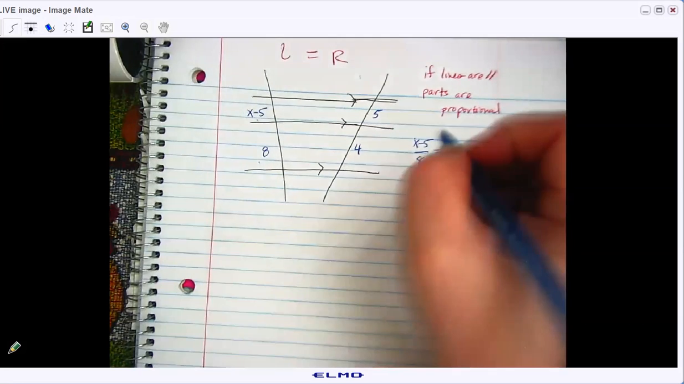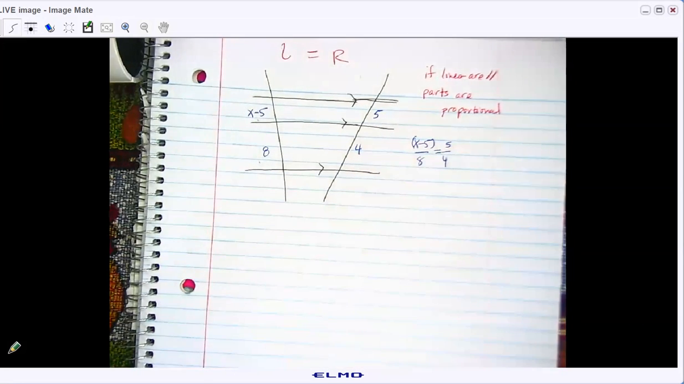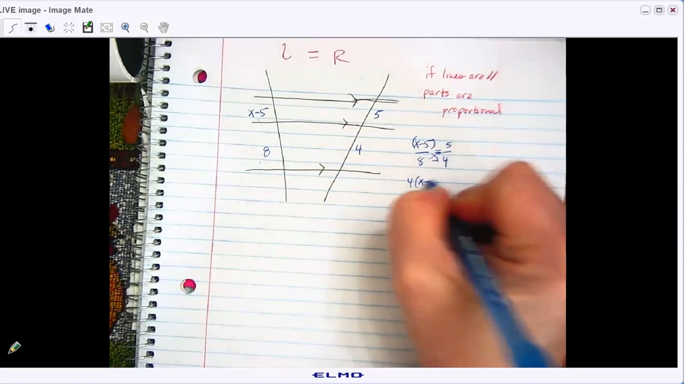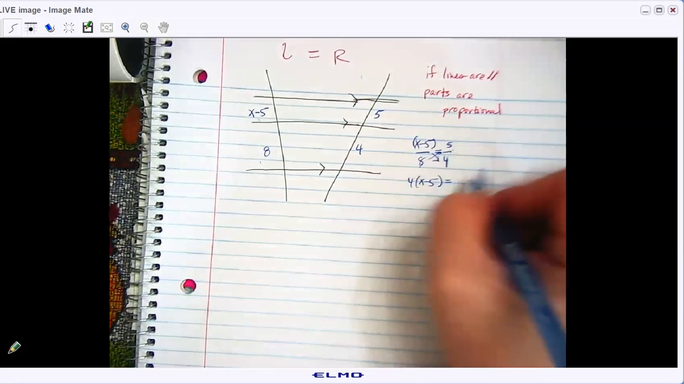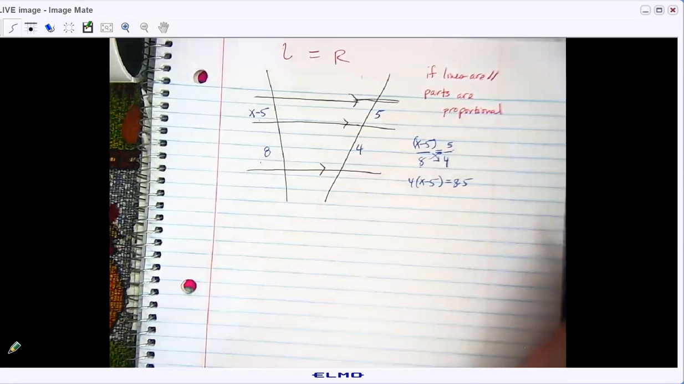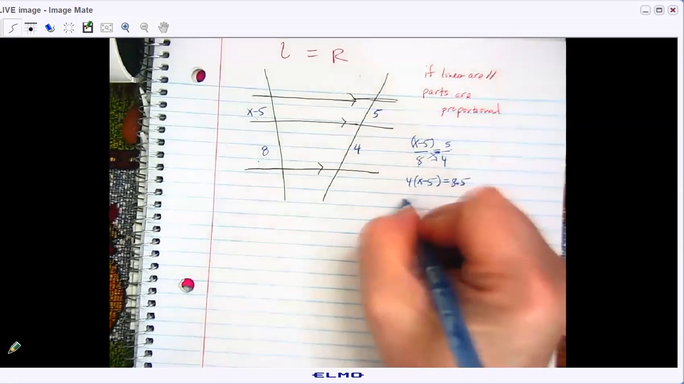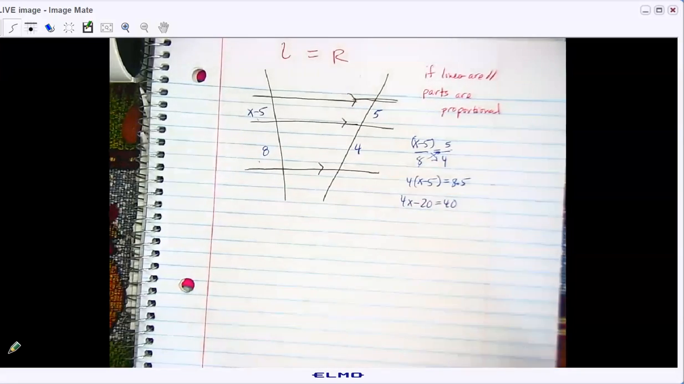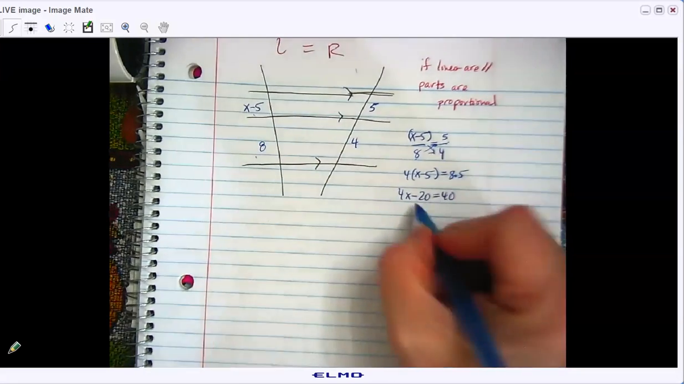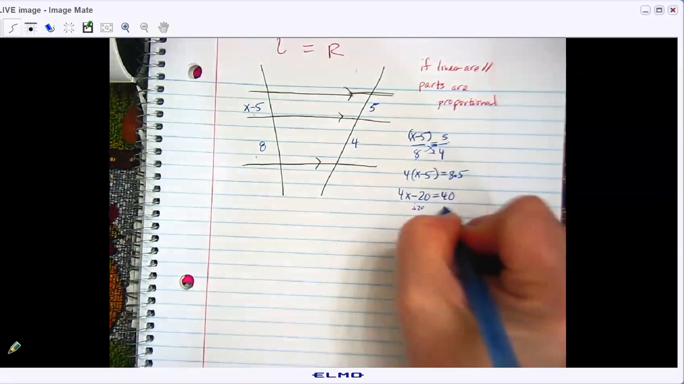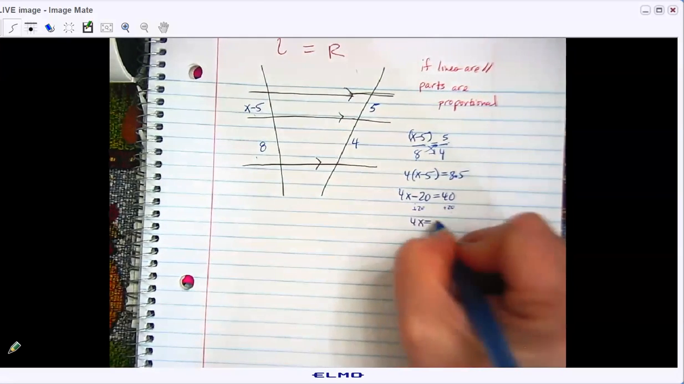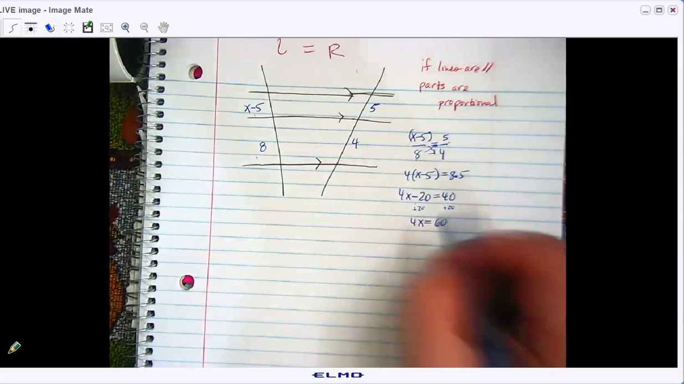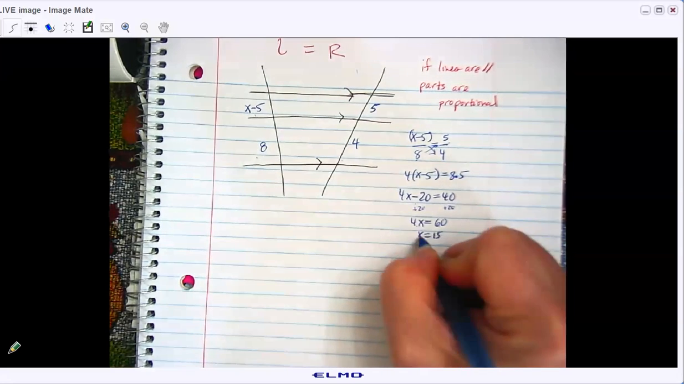So don't forget to put that in parentheses, because when we cross multiply, I get 4 times x minus 5 is equal to 8 times 5. So distributing, I get 4x minus 20 is equal to 40. And adding 20 to both sides, I get 4x is equal to 60. Dividing by 4, x equals 15.